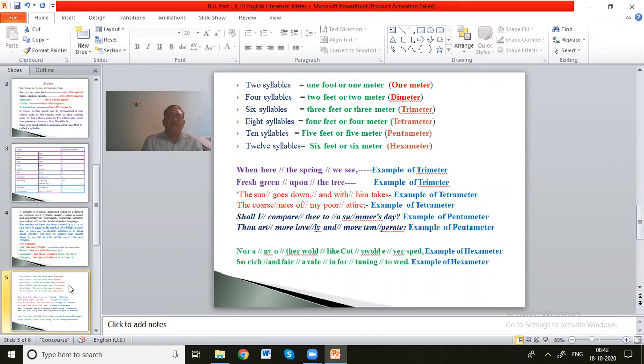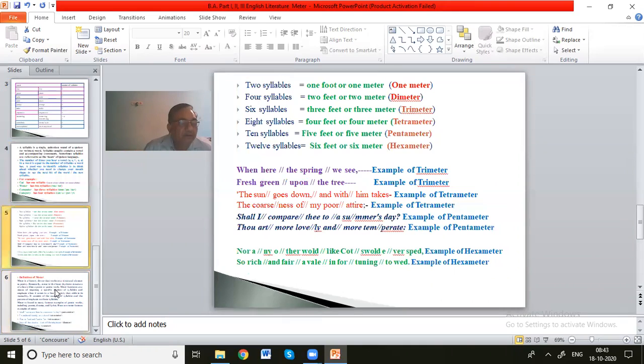The idea is there are certain lines which may be placed in the category of trimeter, tetrameter, pentameter, or hexameter. In simple words, when we have in front of us the poems written by a poet, we can measure the length of that line of the poem, whether it is in the category of trimeter, tetrameter, pentameter, hexameter, or heptameter.